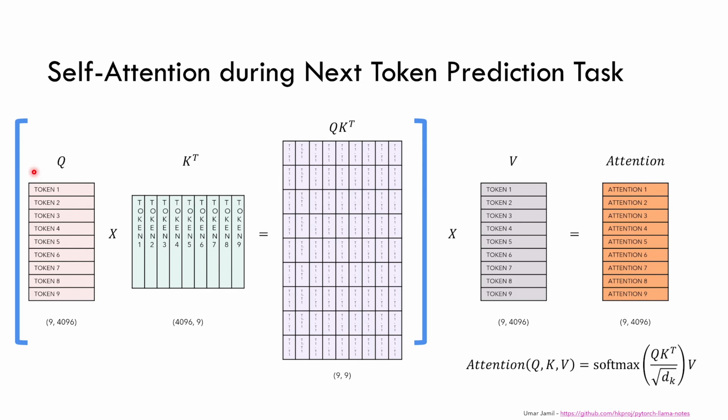So the query can be thought of as rows of vectors, where the first vector represents the first token, the second vector the second token, etc. Then the transpose of the keys is the same tokens but transposed, so the rows become columns. This produces a matrix that is n by n. So if the initial input matrix is 9, the output maximum will be 9 by 9. Then we multiply it by the V matrix, and this will produce the attention.